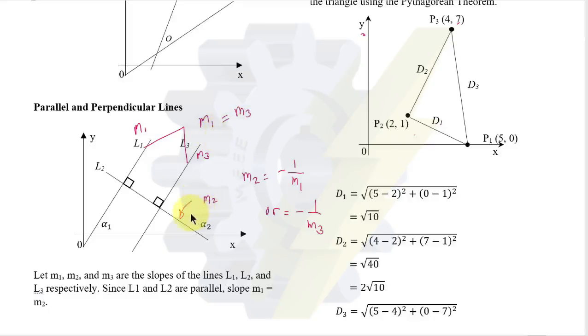For perpendicular lines, for example M2 and M1, they are perpendicular here. The relation between them is that the slope of one of them is equal to the negative reciprocal of the other. Here you can see M2 has a relation to slope M3 of negative 1 over M3, or vice versa. It can also be M1 is equal to negative 1 over M2.